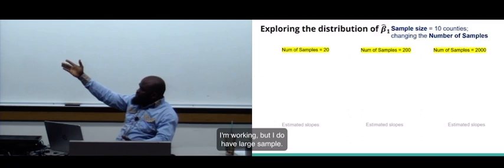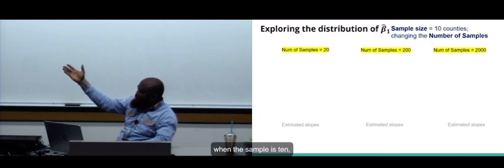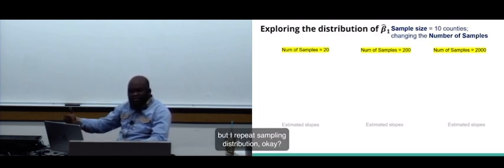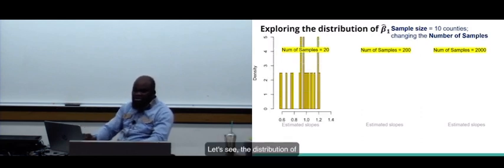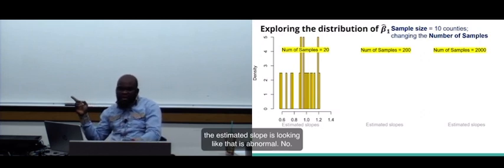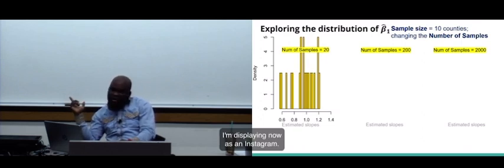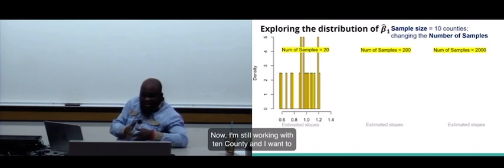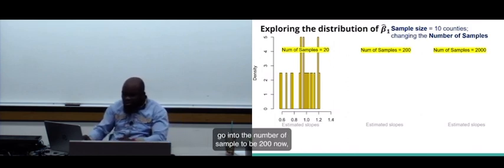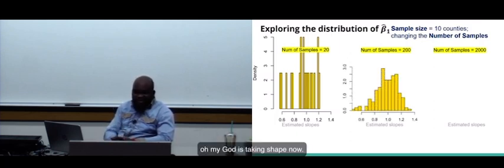Now, take a look at this. I'm working, but I don't have a large sample. But what I'm trying to do now, when the sample is 10 but I repeat the sampling distribution, when the number of samples is 20, let's see the distribution of the estimated slope. It's looking like that. Is that normal? No. What I'm displaying now is a histogram, which is one of the graphical ways to investigate normality. Now I'm still working with 10 counties, and I want to go to the number of samples being 200. Oh my God, it's taking shape now.